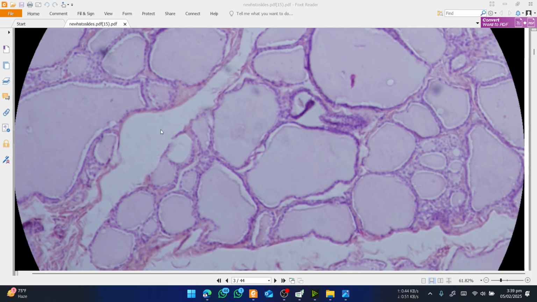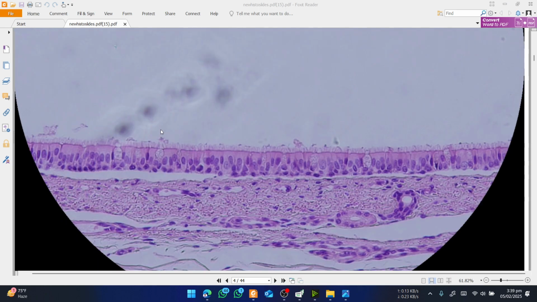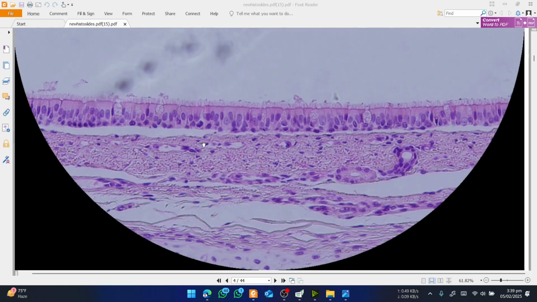Simple cuboidal we have seen, simple columnar we have seen, and then pseudostratified epithelium. This is a very clear picture that is shown. As you can see, these cells are at different levels. There is one cell right here, and then another cell here, then another cell right here, and so on. That is due to their different shapes. Their nuclei are at different points.